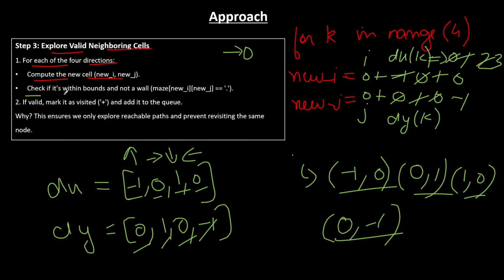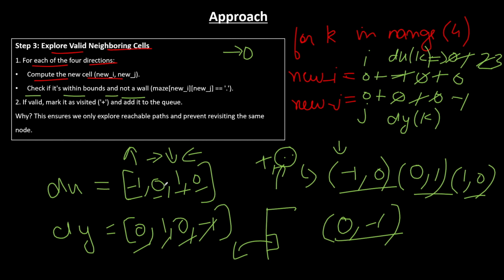Fine. So check if it is within the bounds and not a wall. Basically, when we get these points, rows and columns, we will check if it is a plus or a dot. If it is a dot, well and good, we will move to that particular cell and push it into the queue. If it is not, we won't do anything. And secondly, we will also check that we are not going out of bounds. Suppose you're standing here and you're looking outside of the grid. So you have to check for that.